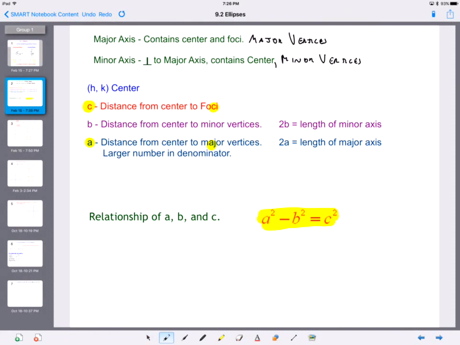But if you look at this, just to show you, if we added B squared to both sides, we would have A squared is equal to B squared plus C squared, which is the Pythagorean theorem, but the A value would actually represent the hypotenuse in this problem. So those are the different things that we need to know.